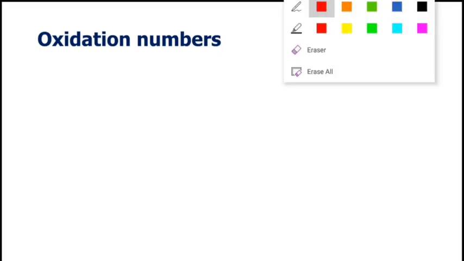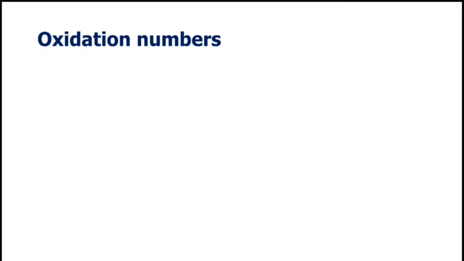In this video we're continuing with the discussion on electrochemistry, but we're focusing on oxidation number. To understand the idea of oxidation number, let's use this term: bonding power.